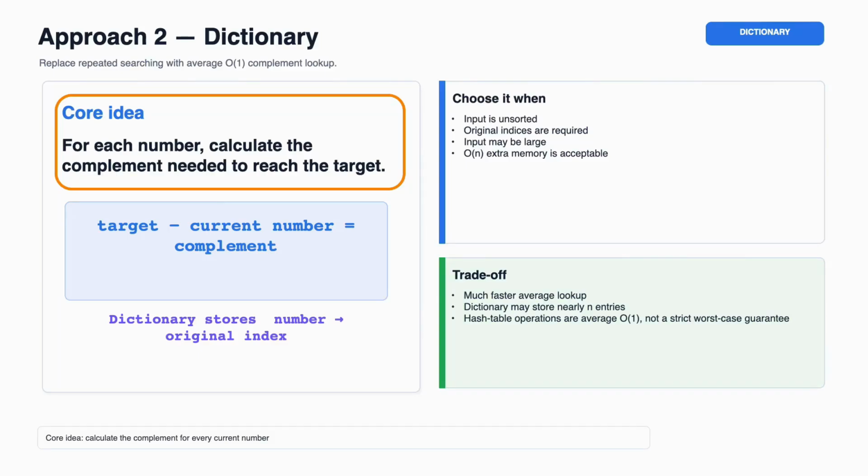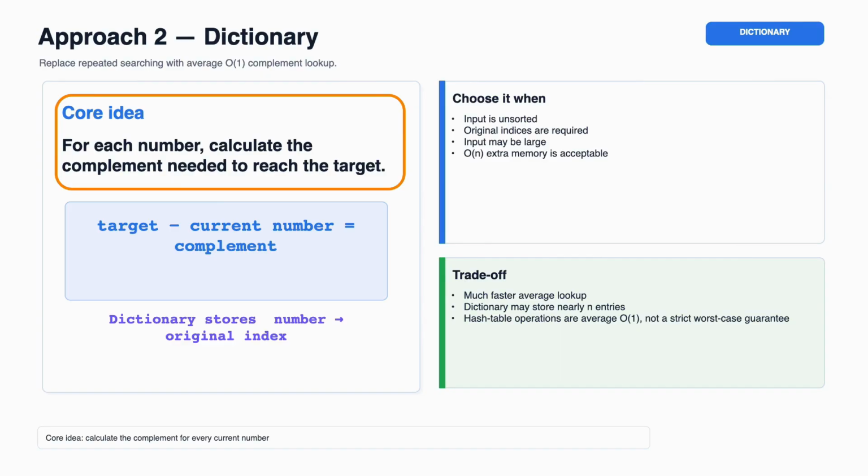Hello everyone. In the previous video, we solved the two sum problem using the brute force approach. That solution was simple and used only constant extra space. But because it checked many possible pairs, its time complexity was O(n²). In this video, we will solve the same problem using a Swift dictionary.